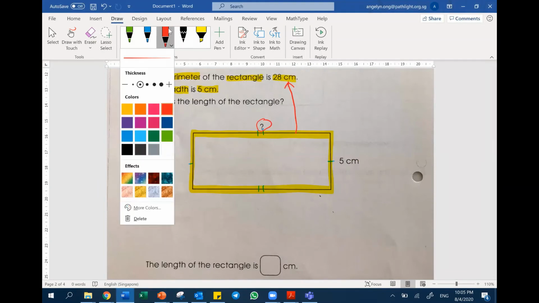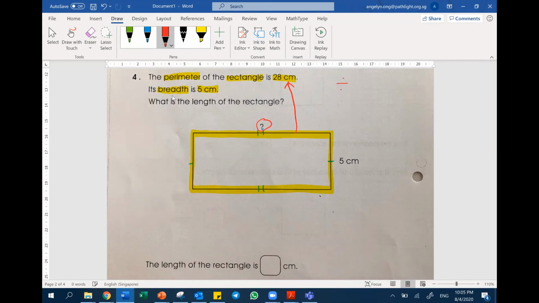Okay, so step number 1, we will divide. Okay, so perimeter will be divided by 2. This is step 1. After that, we will subtract either the length or breadth that has been given. Okay, so step number 1, we divide perimeter, which is 28 cm, divided by 2. What will we get? Okay, we can do working over the side.